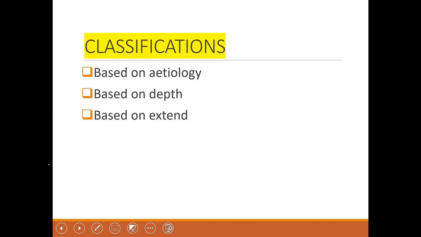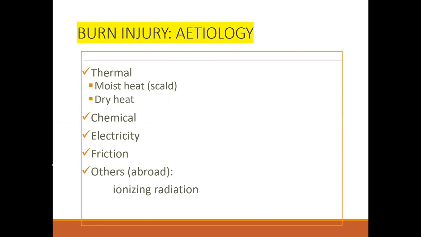So, classification of burns. Burns are classified based on the etiology, based on the depth of the burns, and also the extent of the burns. These are various ways burns are classified. Based on the etiology, it could be thermal burns, chemical burns, electric burns, friction burns, or burns resulting from ionizing radiation. When you say thermal burns from heat, it could be moist heat.